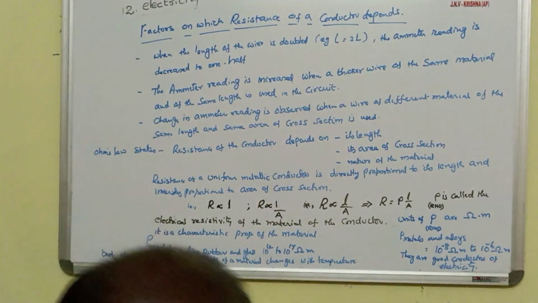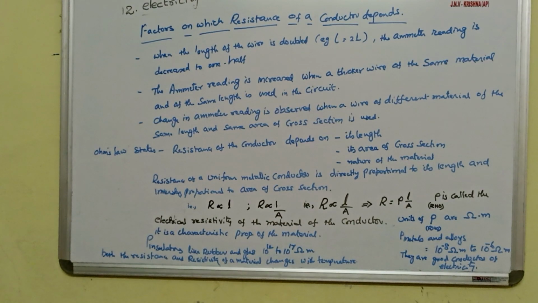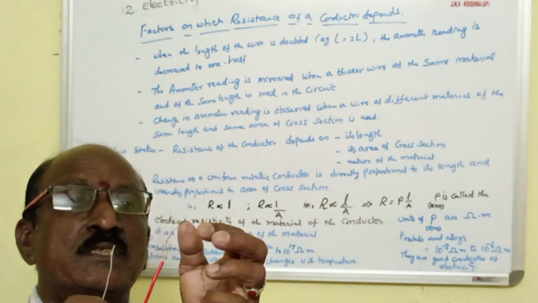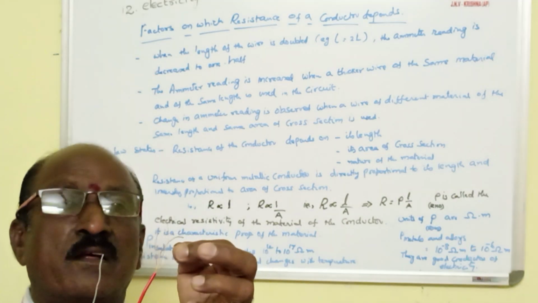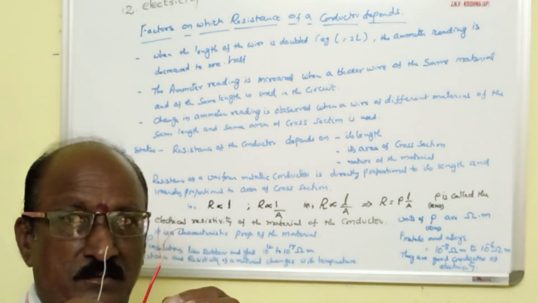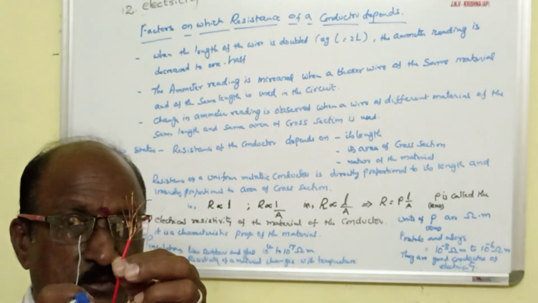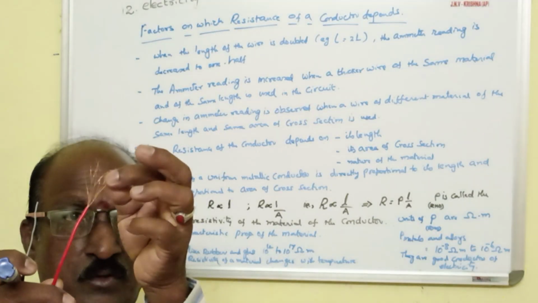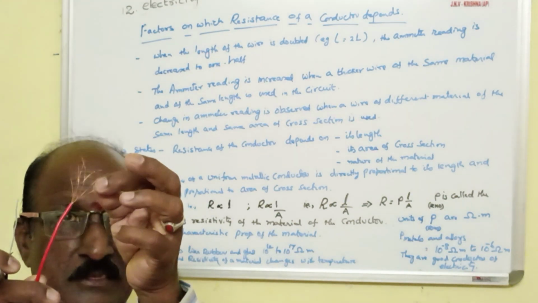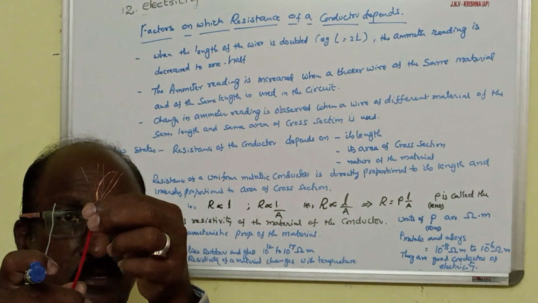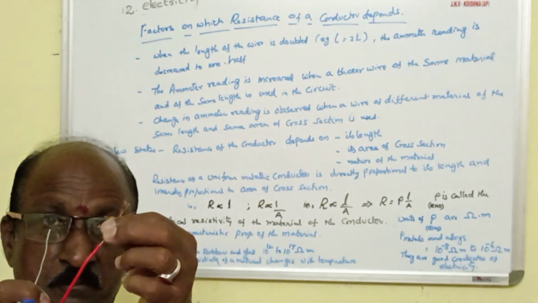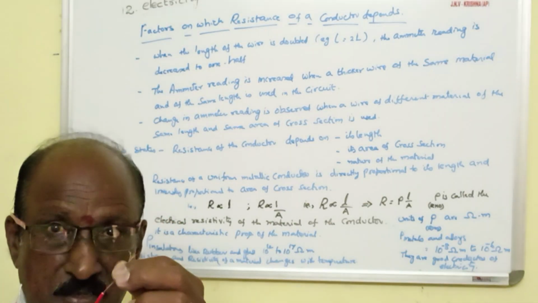For example, you see this kind of wires, which we generally use for house wiring purposes. We use this kind of wires only. It consists of so many single micron-size, thin wires. They are combined together and made into a conducting wire.